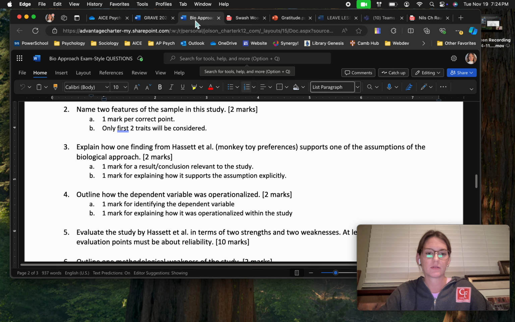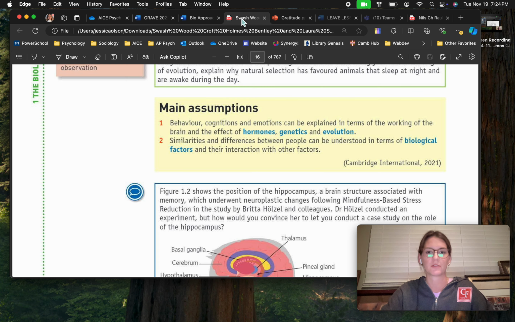Yeah, what do we have? 1 mark for explaining how it supports the assumption explicitly. So it's important to try to remember the assumptions. I would try to remember the easiest assumption from every approach. And there's 4 approaches. You just have to memorize 4 sentences, okay?